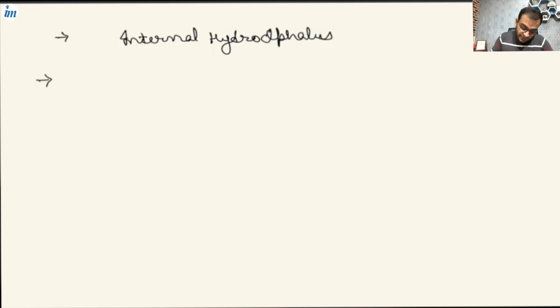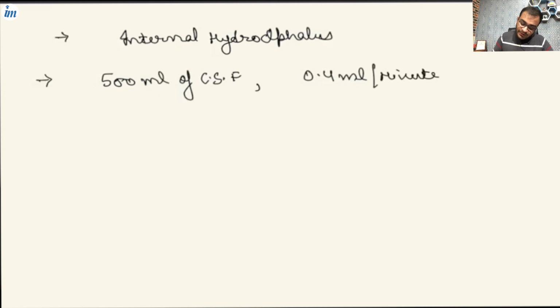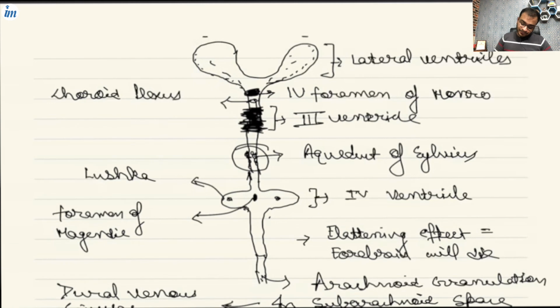Every day 500 ml of CSF is being produced, so 0.4 ml per minute. Friend, these are the direct MCQ points we need to know.